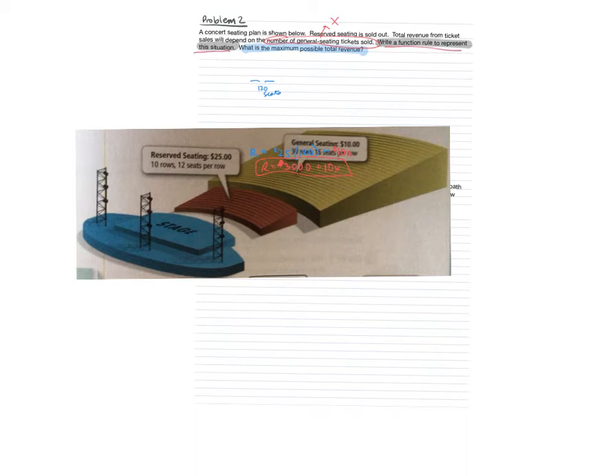What's the maximum possible total revenue, right? x can't be everything, right? You can't have 1 million people come to general seating, right? Because this is how many seats there are. 30 rows times 16 people in each row is 30 times 16, 480. So that's the max here. x can be anywhere between 0 and 480.